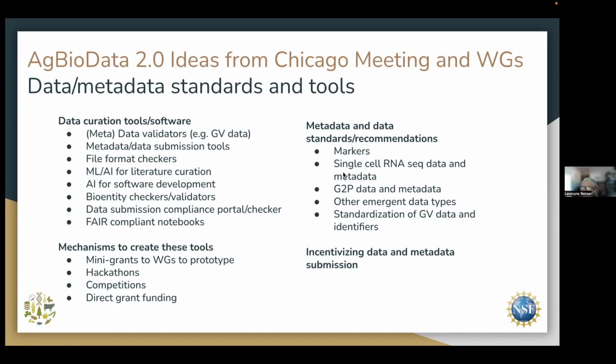Again, back in the data and metadata space, there were ideas about other working groups to develop and work on these data standards and recommendations. And some of those working groups have actually already started, such as single cell RNA-seq data and other aspects of phenotype data and metadata management. And then, of course, thinking about what we can do to incentivize data and metadata submission.